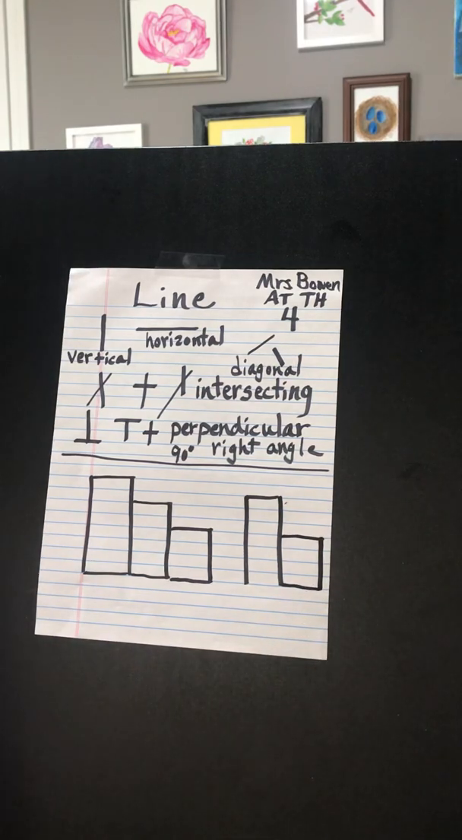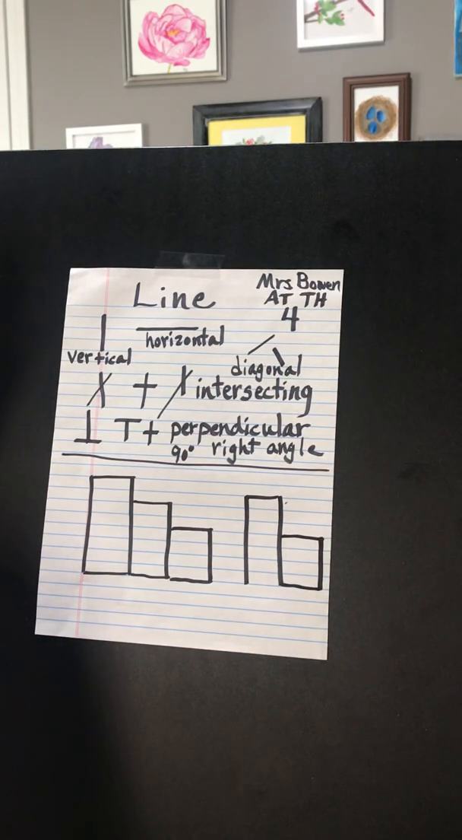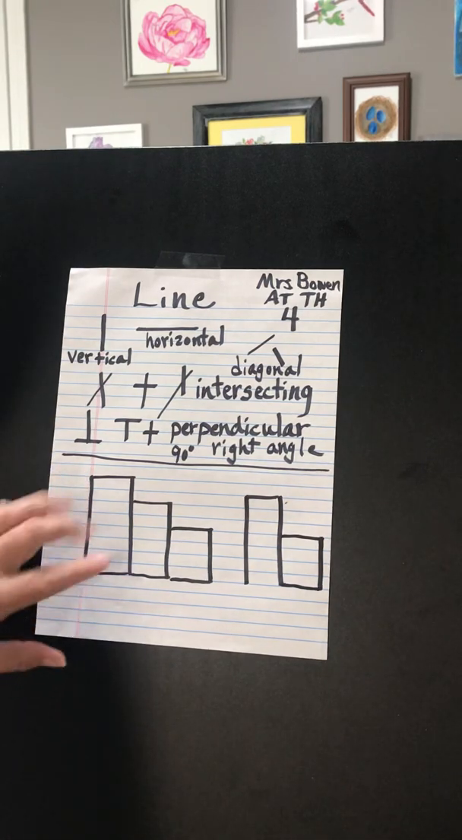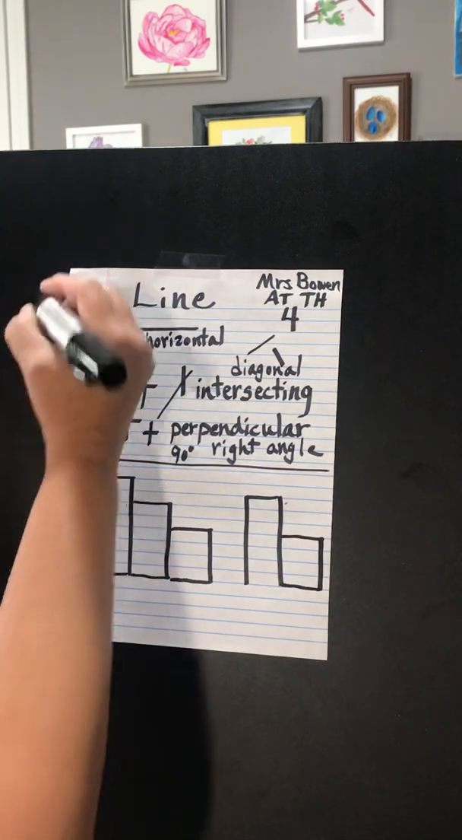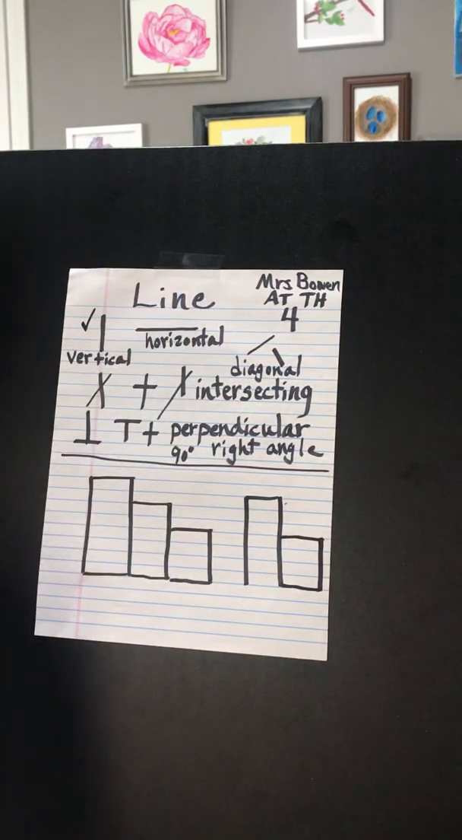Now, let's evaluate what we've drawn so far. And remember, if I'm going too fast, you pause the video. But all we've done so far are vertical and horizontal lines. But we can check off vertical. We have plenty of them. Let's put a check here that yes, we can identify, and we've drawn those.